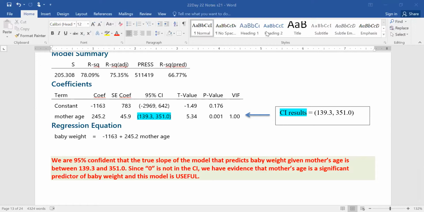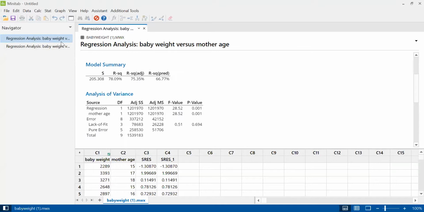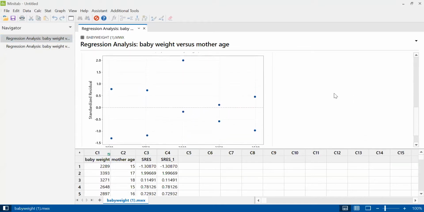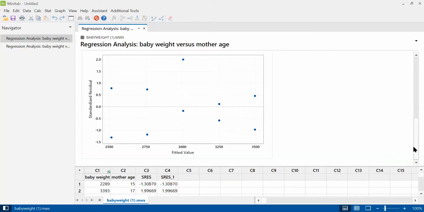Let's go back to Minitab then, and we will take a look at our plots, okay? So this is my residual analysis part. I didn't ask for this in the example. I just wanted to go over this with you guys, because I am going to ask you in the daily today to do this. So here's my residual analysis.